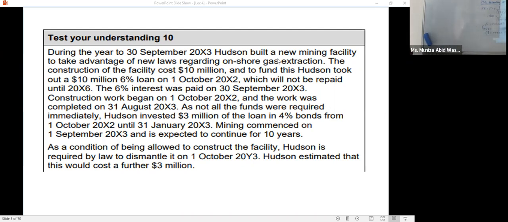And since we have paid all of the interest on 30th September 2003, the 6% interest was paid on 30th September 2003, that is why there is no accrued interest. Okay, so no further liabilities arising in the case of interest. So this is the whole scenario. In this particular question, we have discussed IAS 16 and IAS 23.